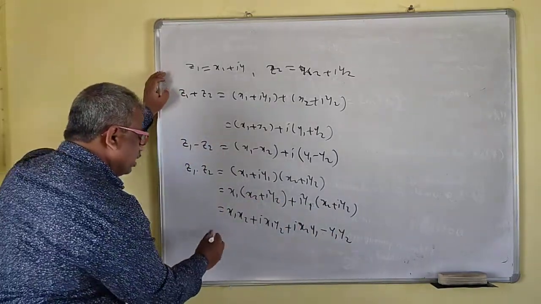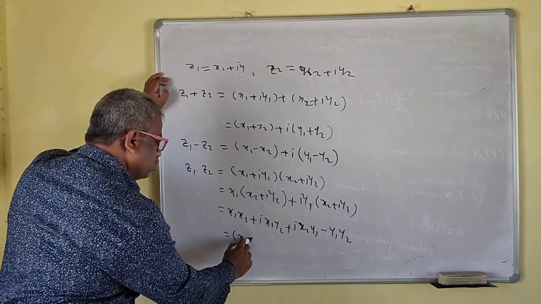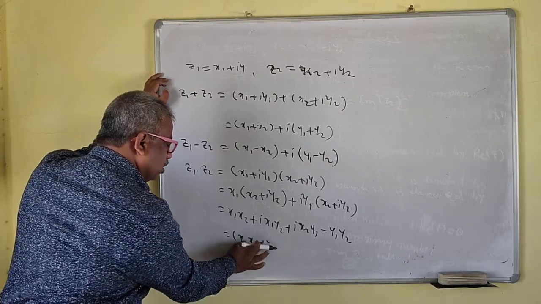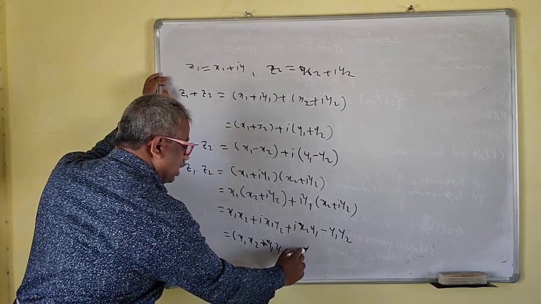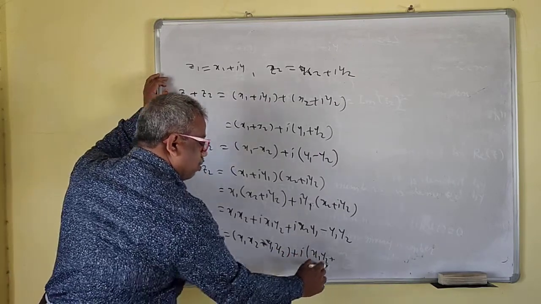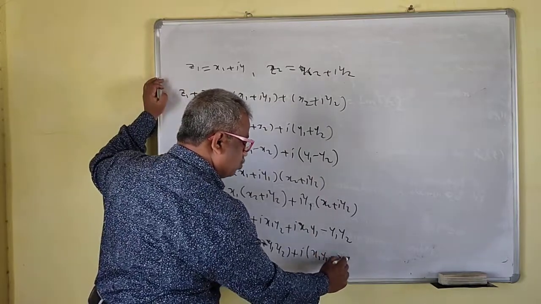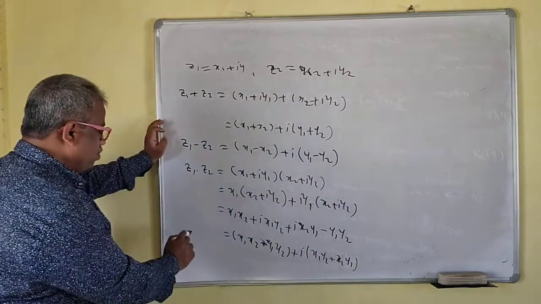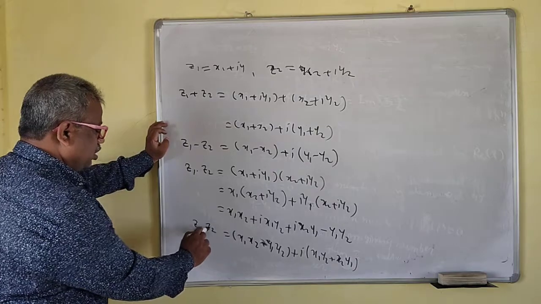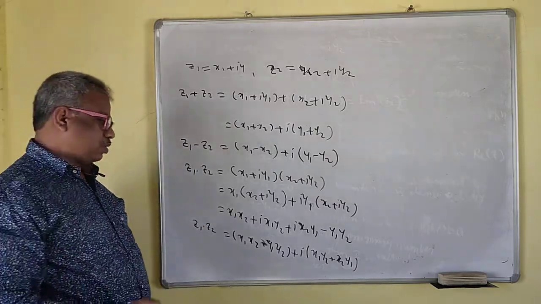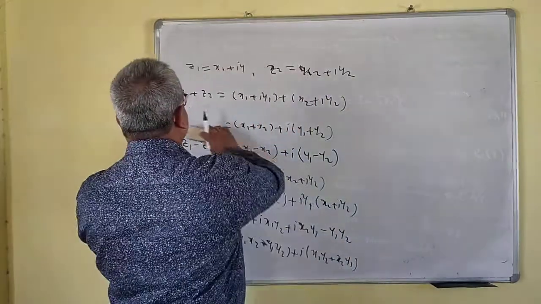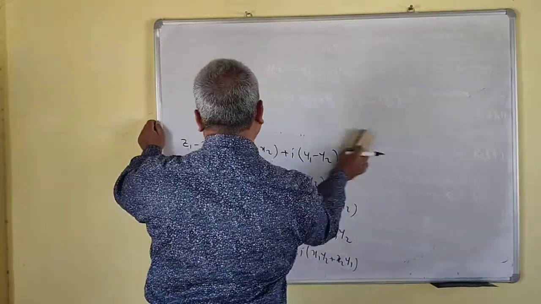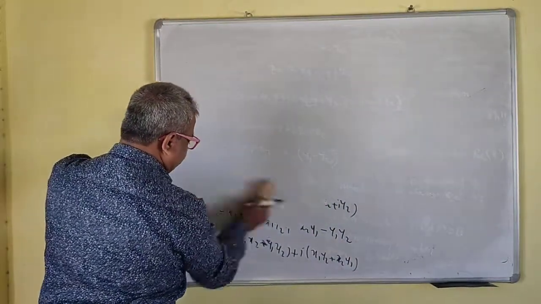Okay. So now collect the real part: x1 x2 minus y1 y2, plus i times x1 y2 plus x2 y1. Okay, in this way you can do the product. So the division that we will see later on. First, no problem, we will take the division also.